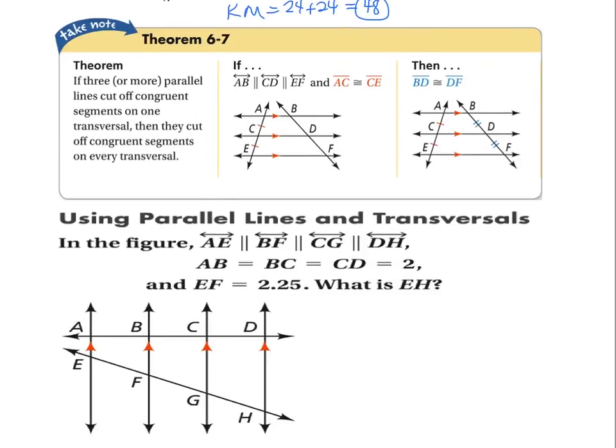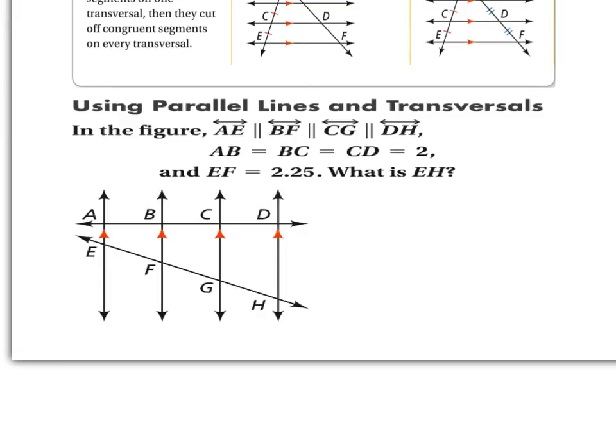Let's take a look at an example. It says AB, BC, and CD are all 2, so I'm going to write those in. These are all a length of 2. It says EF is 2.25. What is the length of EH? Well, if all of these lengths are the same on these 3 parallel lines, then all these 3 lengths are also going to be the same. AB and EF are not the same as each other, but the lengths that these parallel lines cut are going to be equal to each other.